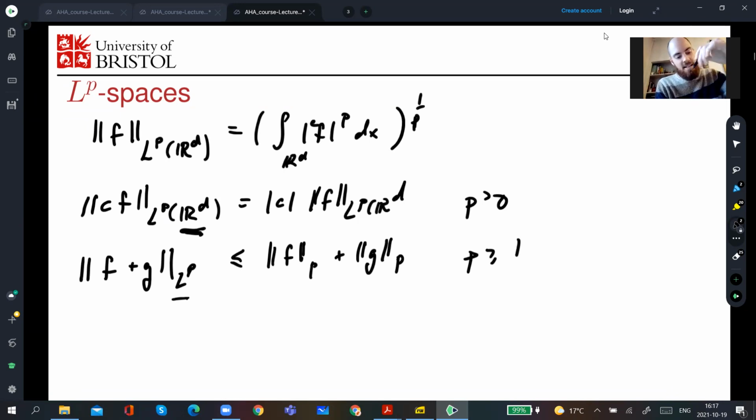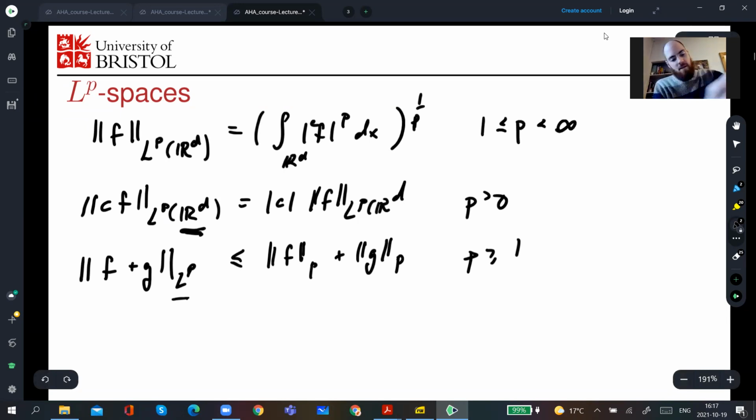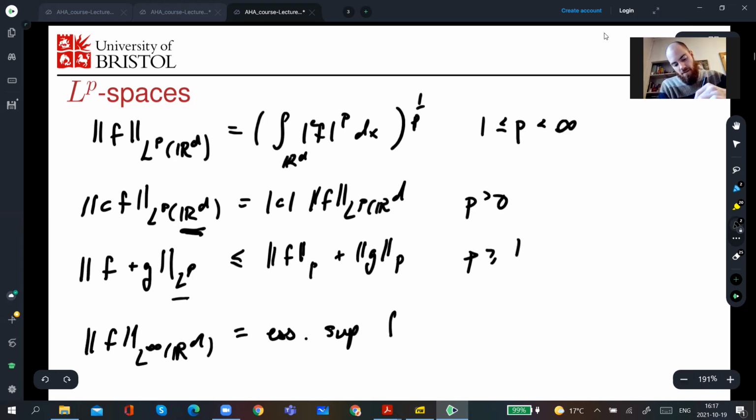One thing I didn't say is we're going to want to consider p equals infinity. So that's a great expression for that. But there's also L infinity of Rd, and this is the essential supremum of the absolute value of your function.